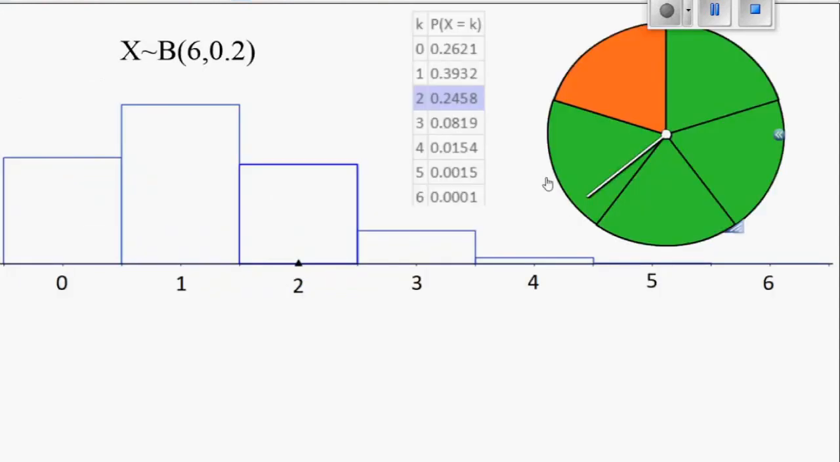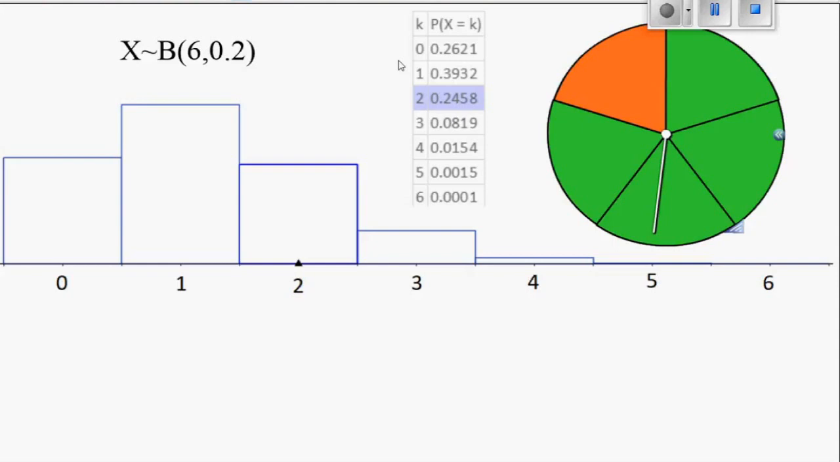So for my spinner, I can record my probabilities. I'm going to spin my spinner 6 times, and it's how many successes, how many times does it land on orange out of those 6 times. So I'm going to go 1, and that's a failure, 2, failure, 3, failure, 4, failure, 5, failure, and 6. And that's a failure. So I had 6 spins, I got no successes. The probability of that happening is 0.2621. Now I've used GeoGebra to work this out, but we can work it out using our calculators.